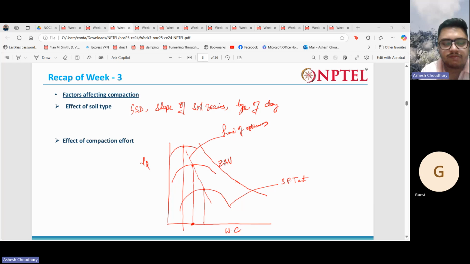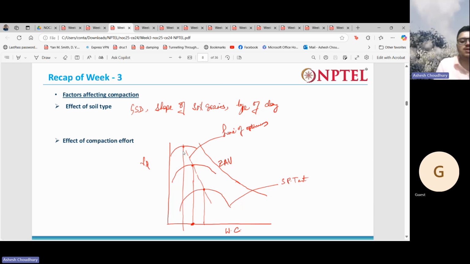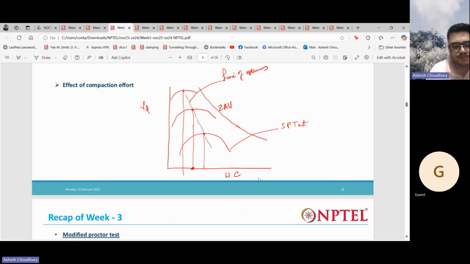There are various factors that affect compaction. We have the grain size distribution, shape of soil grains, type of clay, all those things. Then you have the compactive effort. If you increase the compactive effort, the curve shifts to the left and up. If you join all these optimum points, you can get a line of optimums. But these are always away from the zero air void line. You can never attain this theoretical maximum value.